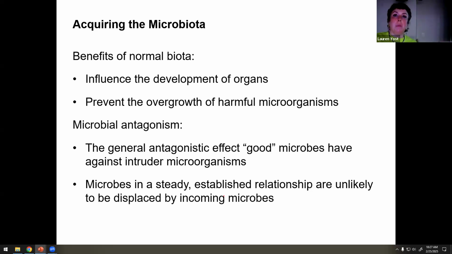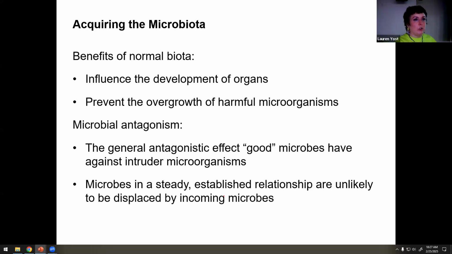They will help train our immune system as to what is good or what's bad, what we should react to and what we shouldn't. They'll help in the development of our organs. How our body reacts to our microbiome in certain areas can help make sure that our organs are functioning optimally the way that they should, especially in our gut. And there's something called microbial antagonism.